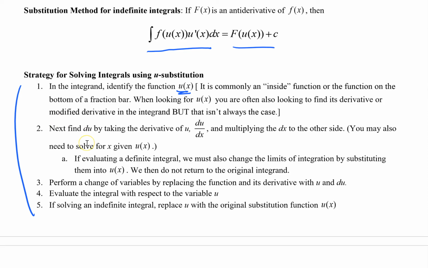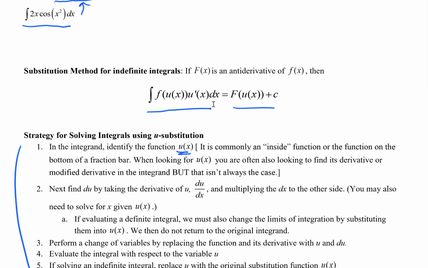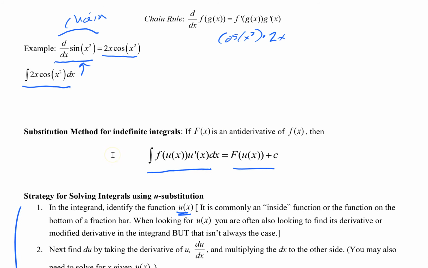It's commonly the inside function or the function on the bottom of a fraction. Looking for u, you're often also looking to find its derivative, or a modified derivative, inside the integrand, but it's not always the case. That's just a way of saying generally it's the inside function, or the higher power. But your first goal is to look for the inside function. If it's a fraction, look for the bottom. That's what's mostly going to happen. Sometimes there's something special, but that's what's mostly going to happen.